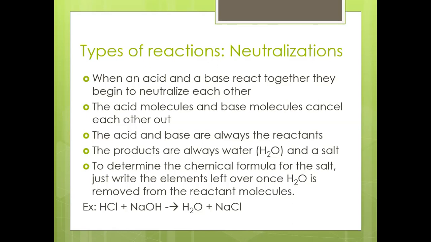In order to figure out what the salt will be, all you do is you take the H away from the acid, you take the OH away from the base, and whatever's left over makes your salt. You always write the metal before the non-metal. So we wrote the Na and then the Cl to make NaCl. NaCl won't always be the salt. When we say salt, it's just an ionic compound of some type.